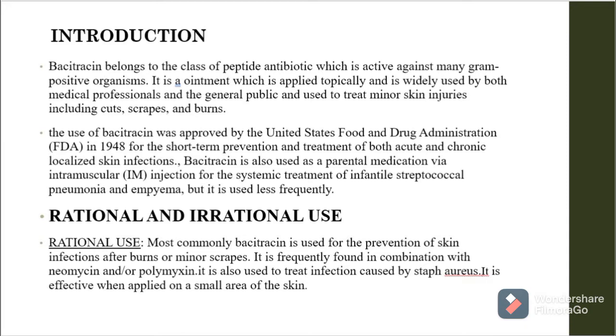Rational and irrational use. Rational use. Most commonly, bacitracin is used for the prevention of skin infection after burns or minor scrapes. It is also found frequently in combination with neomycin or polymyxin. It is also used to treat infection caused by staph aureus and is effective when applied on a small area of the skin.